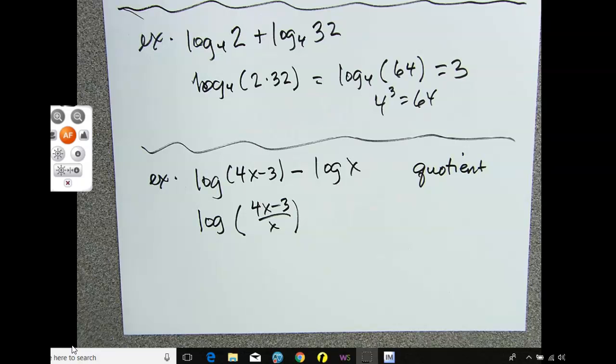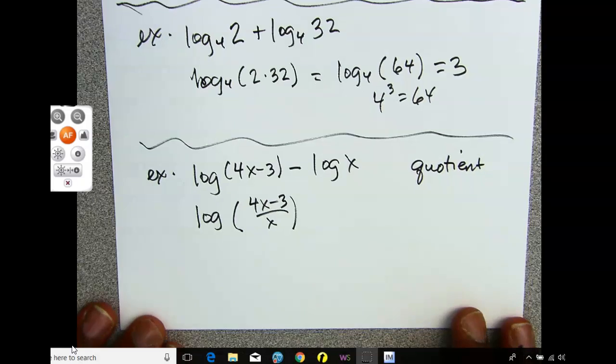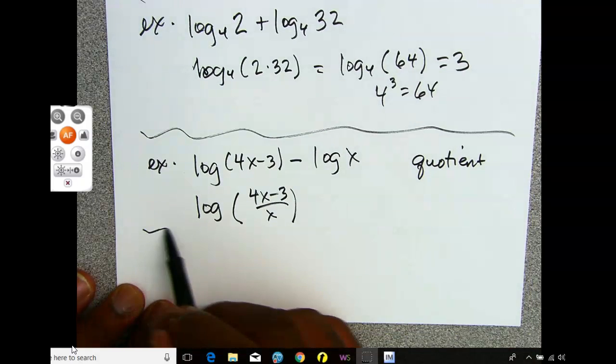Now, it would be so nice if tomorrow's quiz I were to give you problems like this, but you know that that's not going to be the case. This is just to get us warmed up.